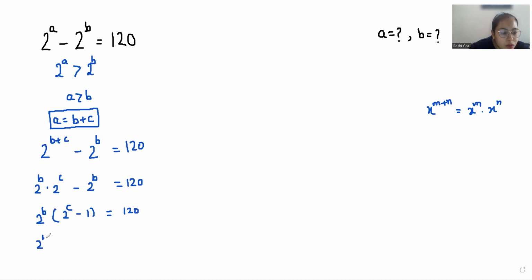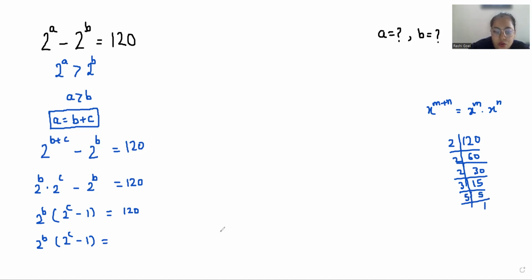Now I am going to do the factorization of 120. So 120 we can divide by 2, it gives us 60. Again with 2, 30. Again with 2, it's 15. Now with 3, 5. And 5, 1. So we can write this as 2 power 3 times 15.